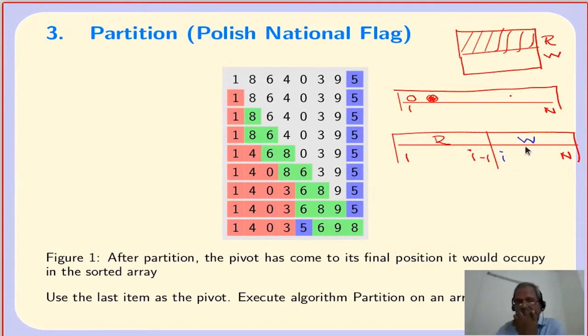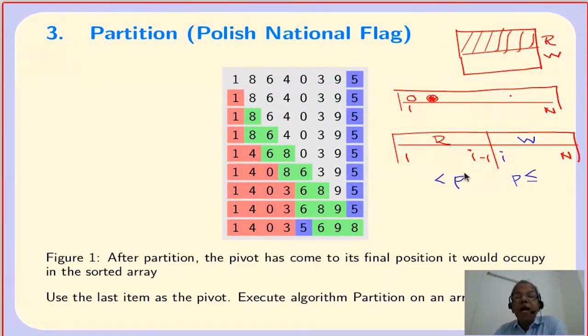Rearrange the numbers in such a way that all zeros occupy one subarray and all ones occupy another subarray, or all negative numbers occupy one subarray, all positive numbers occupy another. In our case, instead of red, I would say all numbers which are less than the pivot. Instead of white, I will say all numbers which are larger than or equal to the pivot. So my red is equivalent to less than pivot. My white is equivalent to larger than or equal to pivot.